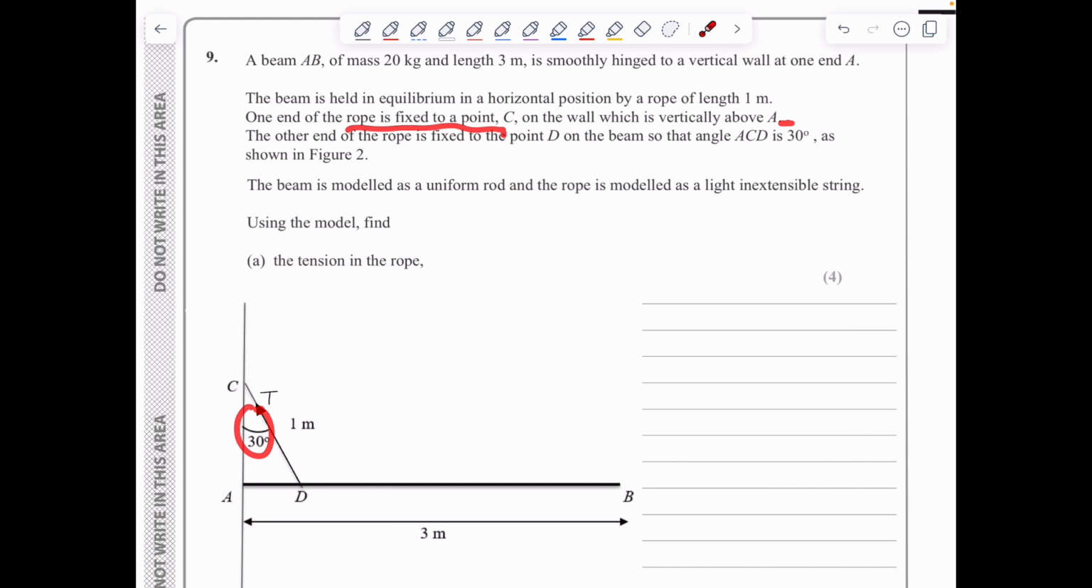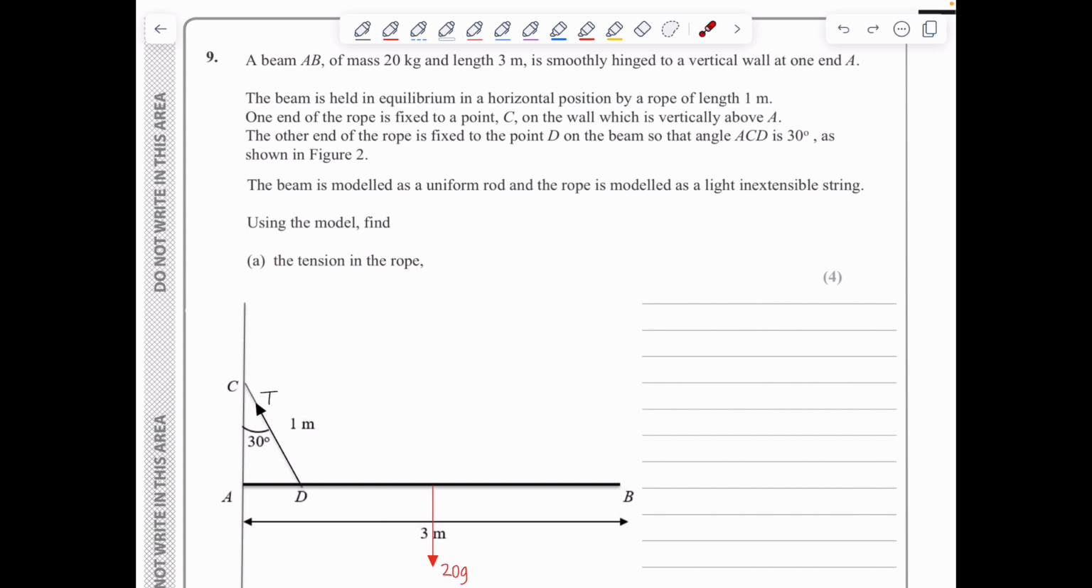We're modeling the beam as a uniform rod, which means that the center of mass is acting at the midpoint of AB, and we're modeling the rope as being a light inextensible string, and we need to use this model to find the tension in the rope. So I will start by adding some of the forces acting here. I will start with the weight. The weight is 20g.